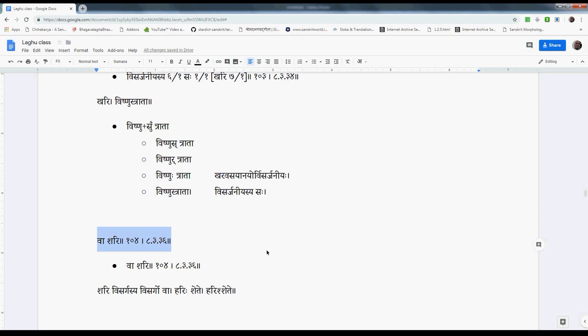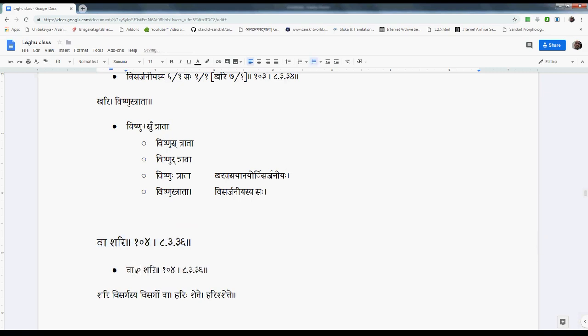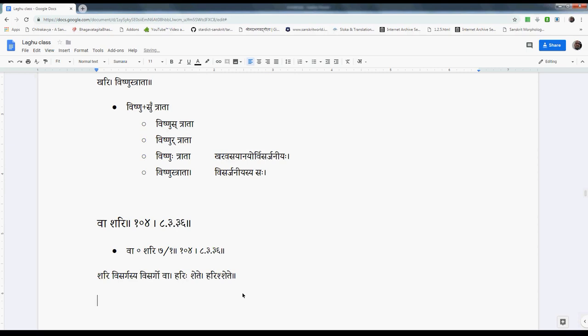Vashari. Va Shari pare. Va vibhasha, optional, avyaya. Shari saptami ekvachana. Shari pare, visargasya visargo va vibhasha. Visargasya visarga eva bhavati, and what is the other option? Sakara bhavati. Sakara, visarjanyasya sa, the sutra which went earlier. Shari pare visargasya visarga bhavati vibhashaya, sakara bhavati visarjanyasya sa. So in this Harishyate, I'll consider that all these earlier sutras are applied and you got this form Harihi shete. So when you say Hari shete, meaning Hari sleeps there, what will happen? Harihi, so visarjanyasya sa bhavati, Haris shete is one form.